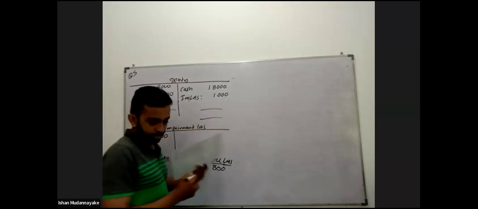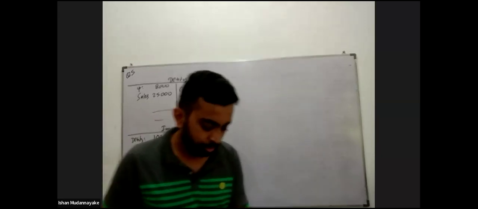Opening balance 800. Then the closing debtor balance: how much? Closing debtor balance is 8,000 plus 25,000 minus 18,000 and 1,000, which is 14,000.